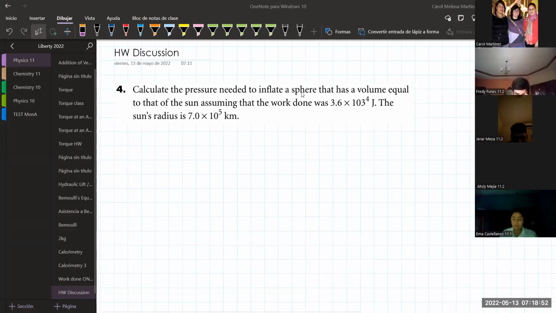Okay, guys. So it says calculate the pressure needed to inflate a sphere that has a volume equal to that of the sun, assuming that the work done was 3.6 times 10 to the 34 power joules, and the sun's radius is 7 times 10 to the 5th power kilometers.